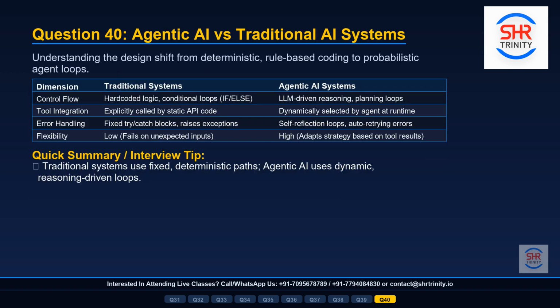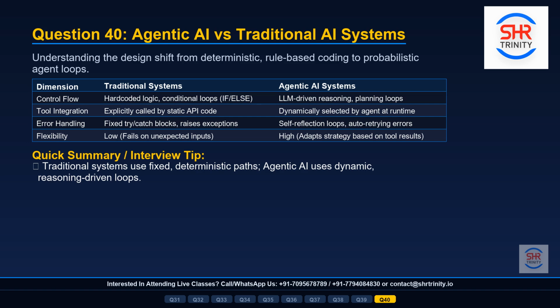Traditional software and AI systems are deterministic. Developers write explicit conditional loops, and APIs are called along predefined, hard-coded paths. If a user input deviates from the plan, the system throws an exception.